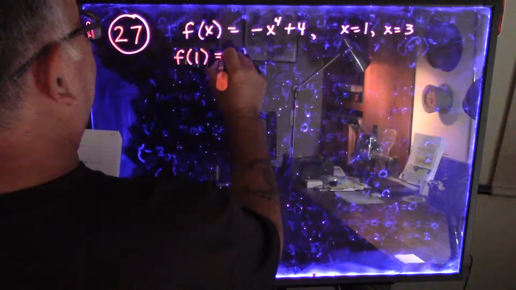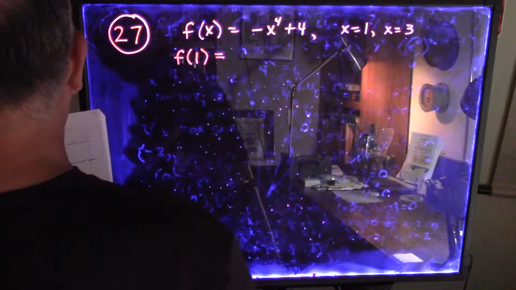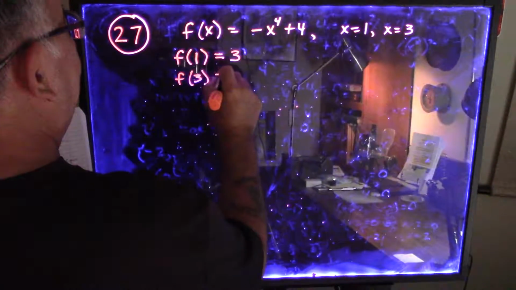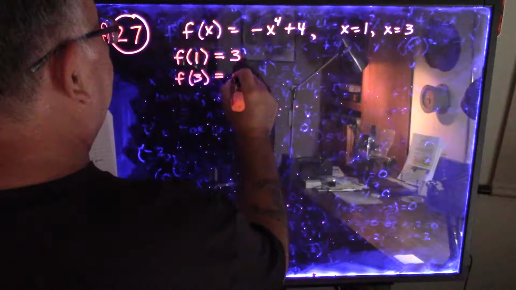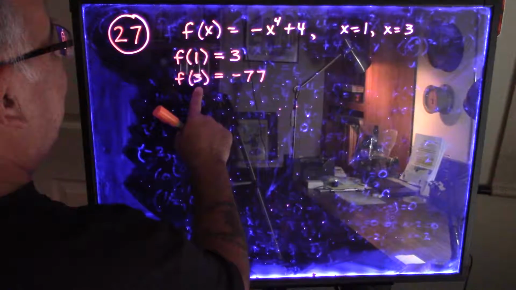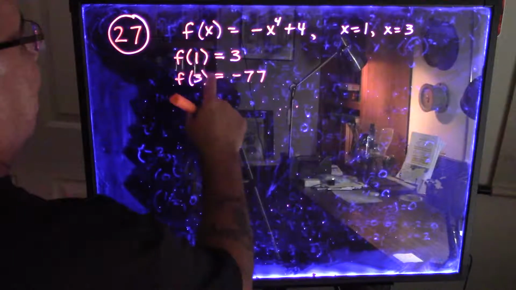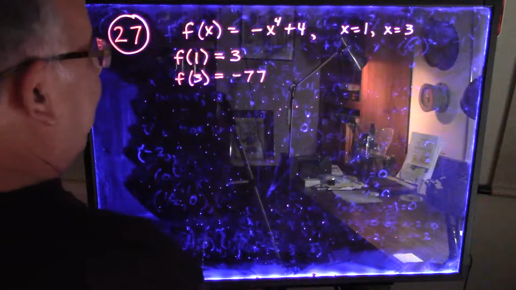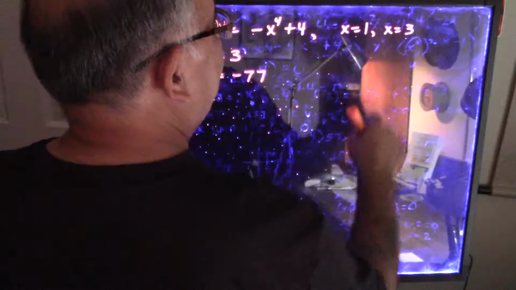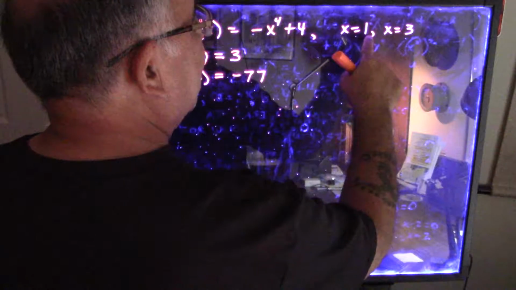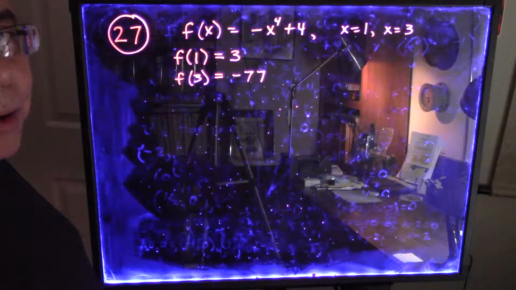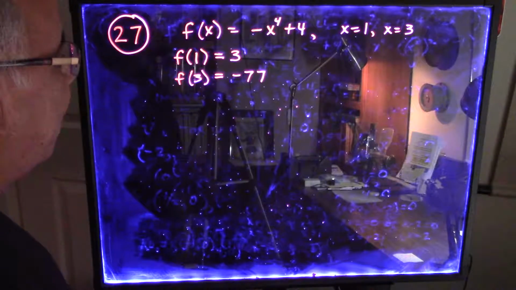Okay, f of 1, what is f of 1? Plug in x equals 1 and you get 3. And f of 3, what's that? Hopefully it's negative. Yeah, it is, negative 77. Okay? So, since f of a and f of b, where a equals 1 and b equals 3, are of opposite signs, the IVT guarantees there's at least one value x between 1 and 3 for which f of that value is 0. That's guaranteed by the intermediate value theorem.